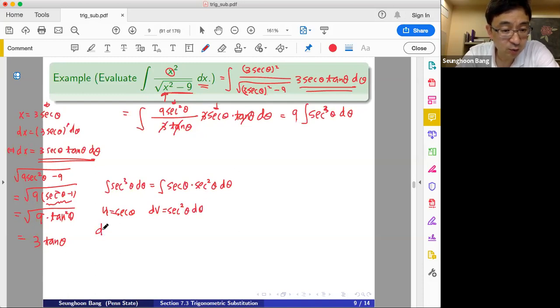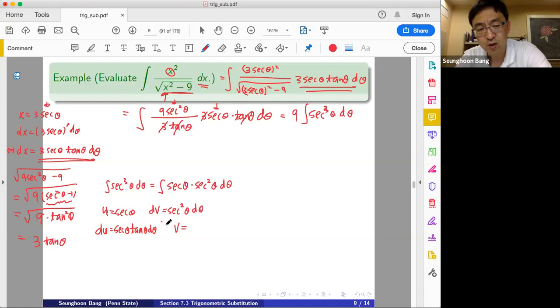What's du? The du is secant prime. The secant prime is secant theta tan theta d theta. What's v? The v is the integral of secant squared. Do you know what the integral of secant squared is? What's v? The v is the integral of secant squared theta d theta. Could you write your answer on the chatting board? Oh yeah. Okay. We have, yes, tan theta.